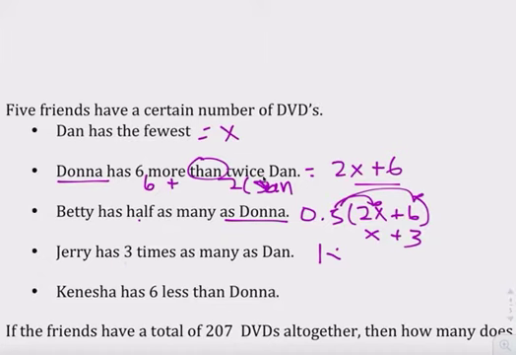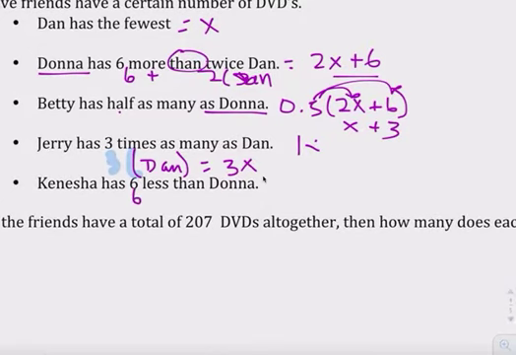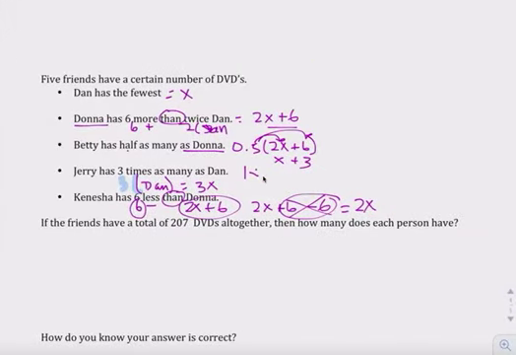Jerry has 3 times Dan, so it's 3x. Finish this. And then Tanisha had 6 less than Donna, so flip it. Donna is 2x plus 6, so that comes first, minus 6 goes in the back. That gets you 0, so it's basically just 2x. So you're going to use this here, this here, this here, and this here.